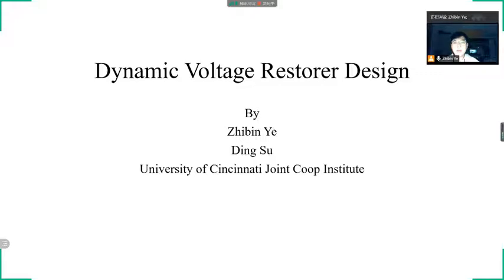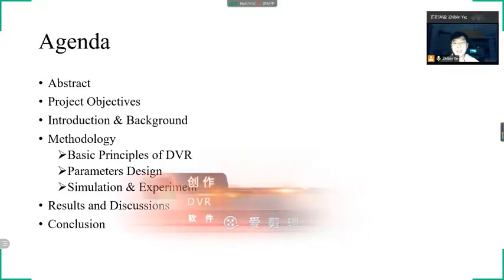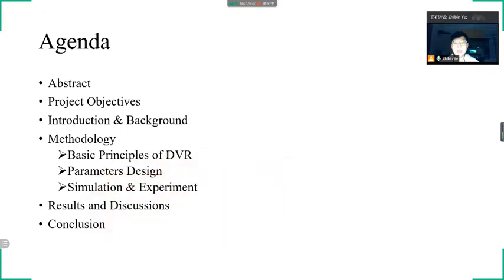Our topic of final project is dynamic voltage restore design. That is DVR. Here is our agenda. Our agenda mainly includes these parts: abstract, project objectives, introduction and background, methodology, results and discussions, and conclusion. As for methodology, it mainly includes three parts. First is basic principles of DVR. Second is parameter design. And at last, it is simulation and experiment.